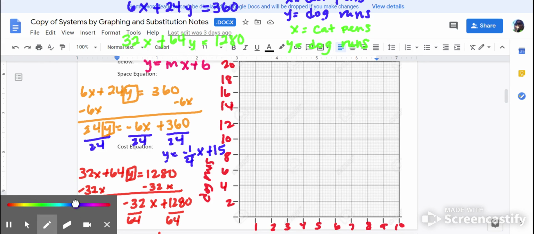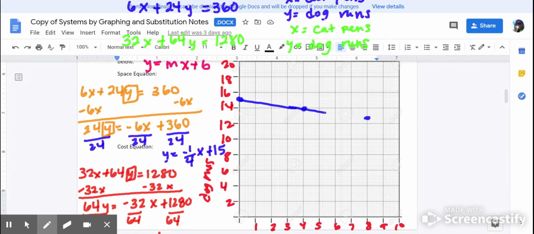So I'm going to start with my space function. So negative 1/4 x plus 15. 15 will be right here. And then my slope is negative 1/4, so I'll go down 1 and to the right 4. Down 1 to the right 4. And then I will run out of room. So I'll just connect these points.